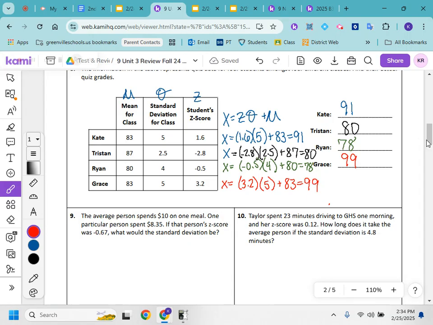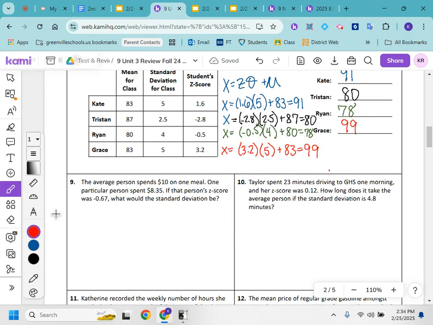When you're reading these questions, sometimes it's better to read the last part first. What would the standard deviation be? Okay, that means we're looking for the standard deviation. On average, the average person spends $10 on a meal. That's your mean. One particular person spent $8.35. That is data. That is somebody's score. That person's z-score is negative 0.67.